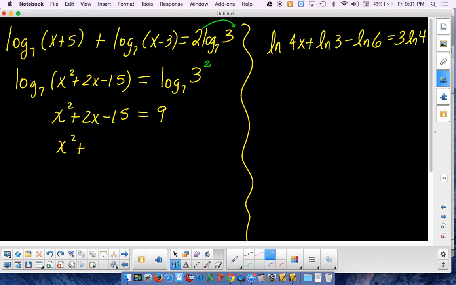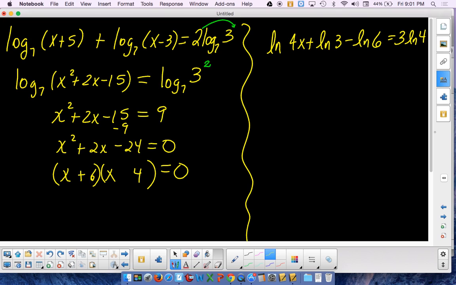So I'm going to subtract 9 over, which is going to give me negative 24, set it equal to 0, and we've solved many a quadratic in these days. 24 has many possible factors, though. Since it's negative 24, I know I'm going to have opposite signs, and so that means I need two numbers whose difference is 2. That's going to get me 6 and 4, which will give me a plus 6 and a minus 4. Consequently, I have solutions then of negative 6 and positive 4.